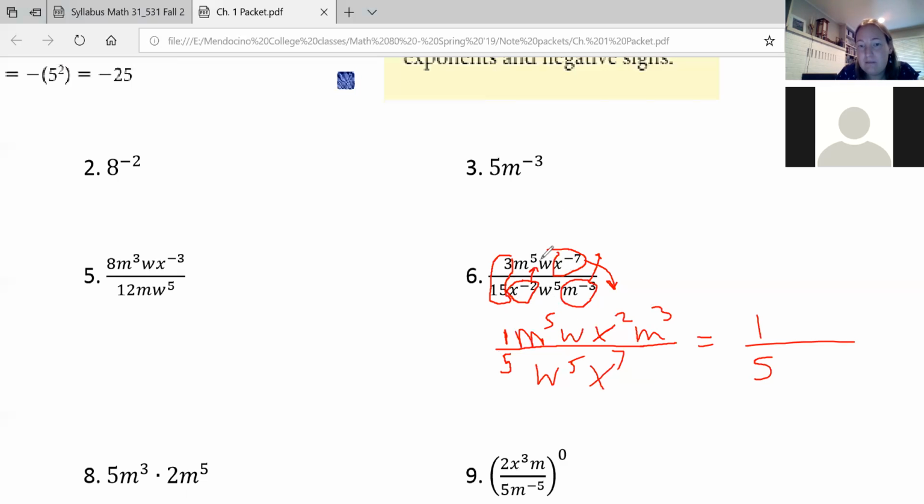So we want to make everything positive. Yeah. So in order to make it positive, we just moved the -7 down, and then the -2 and -3 up. Yeah. Okay. I got it.